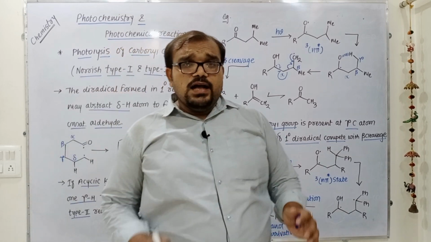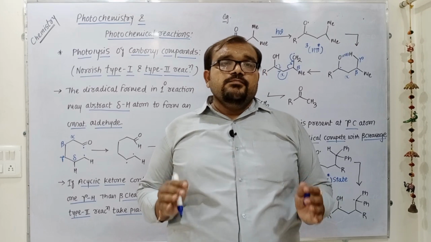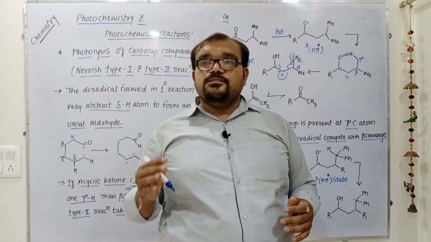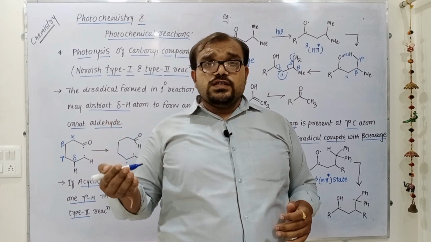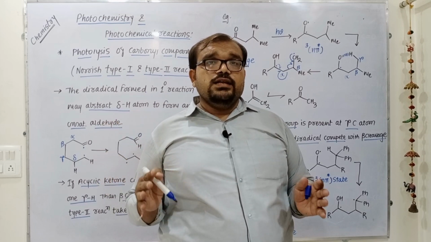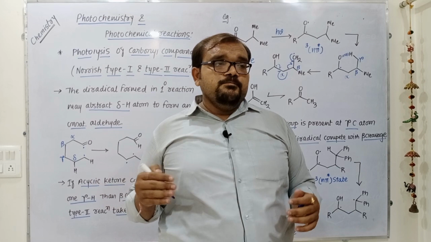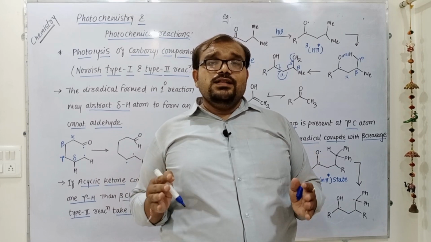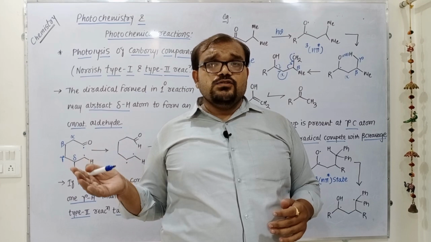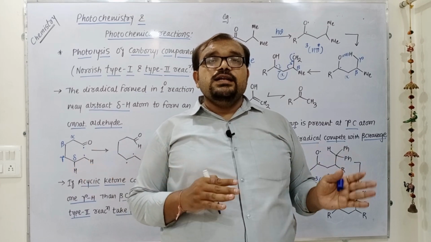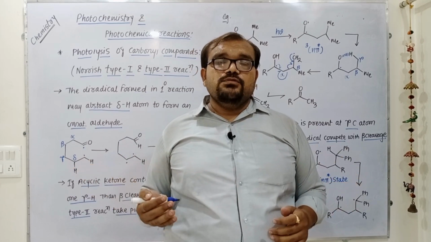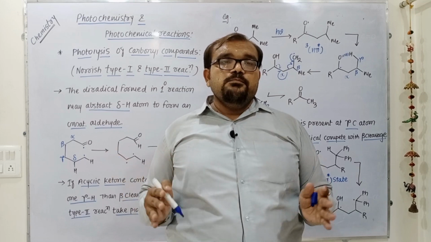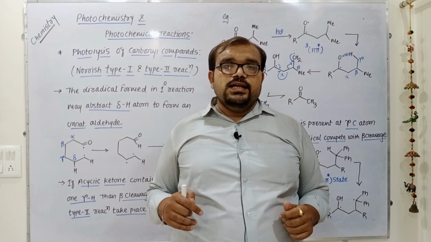So friends, by this way we can easily memorize either it is the photocycloaddition of ketone, that is the Paterno-Buchi reaction, or photolysis of ketone, whether it is alpha cleavage, that is Norrish type 1, or beta cleavage, that is Norrish type 2 reaction. So by this way we can easily memorize important photochemical reactions.